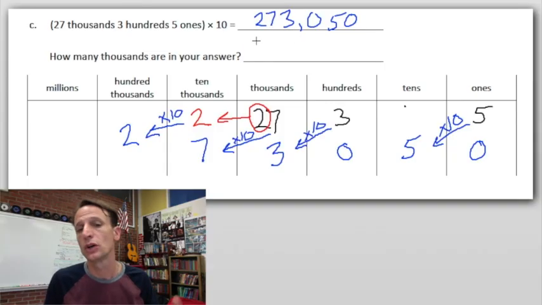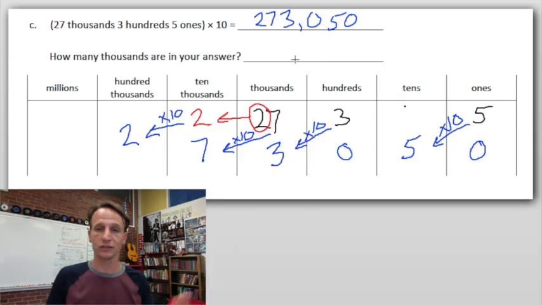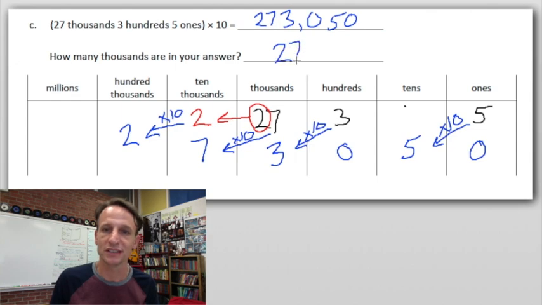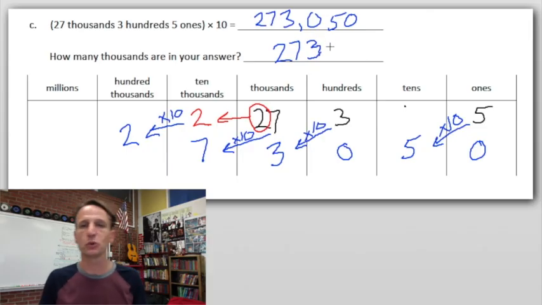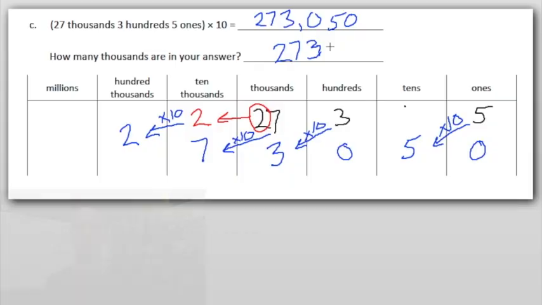So try it with me. 273,050. Notice there's no "and" there. So how many thousands are in your answer? How many thousands are in the answer? Say the number again. You'll hear what you should write there. 273,000. I just said it. There are 273 thousands in 273,050. 4C, laid to rest.